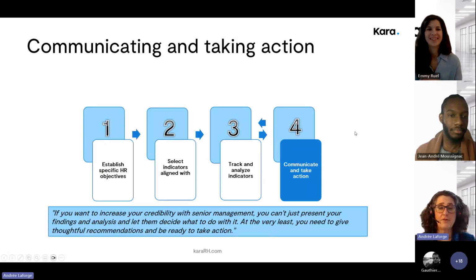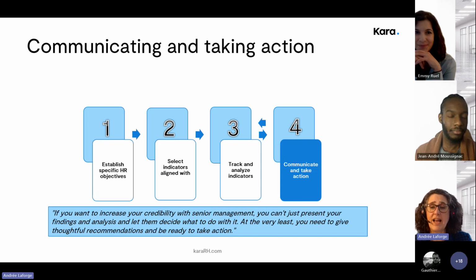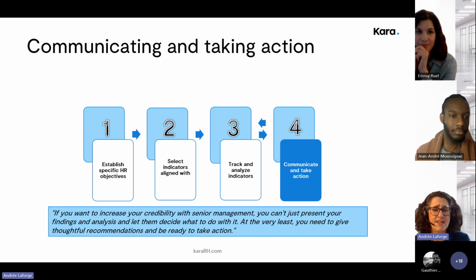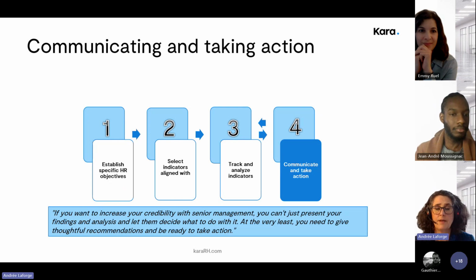Now, after selecting, tracking, and analyzing indicators, the final step is to communicate findings and take action. The effective use of a dashboard goes beyond presenting indicators. It involves making informed decisions based on insights. It helps you provide actionable recommendations to drive organizational improvement and achieve strategic objectives. It will help you foster a culture of data-driven decision-making and accountability within and outside the organization.